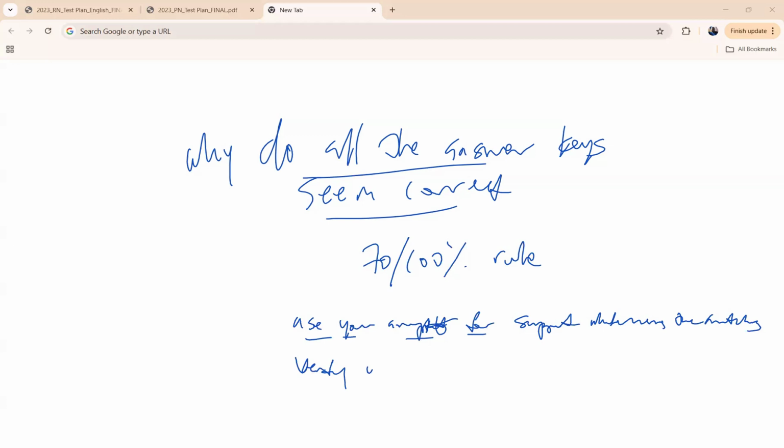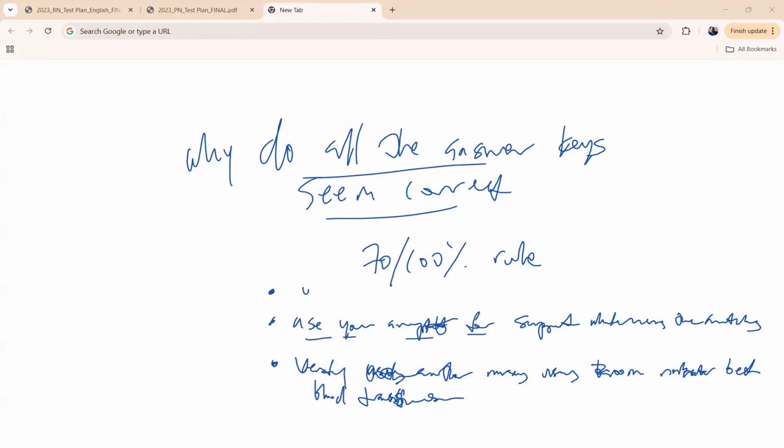Let me add another one. Verify with another nurse using room number before blood transfusion. Right, before blood transfusion.